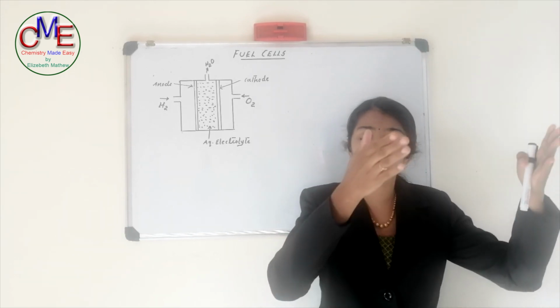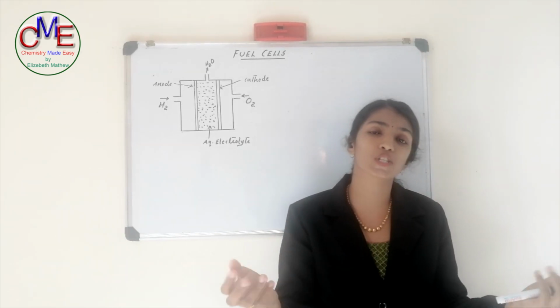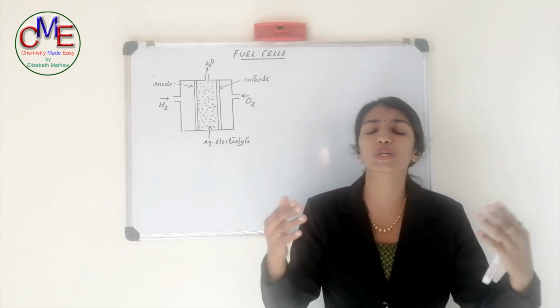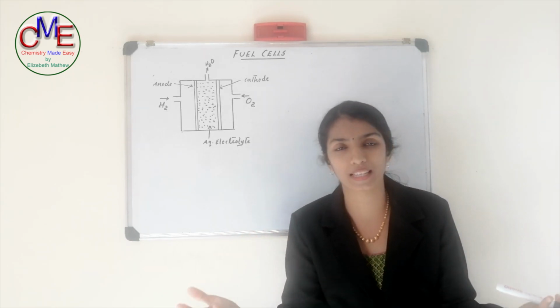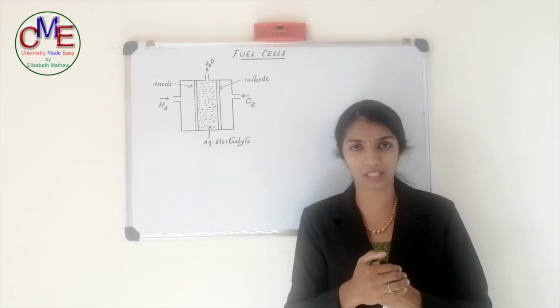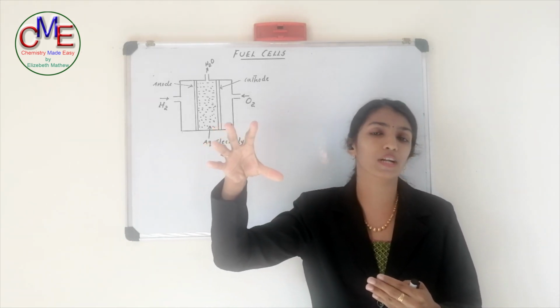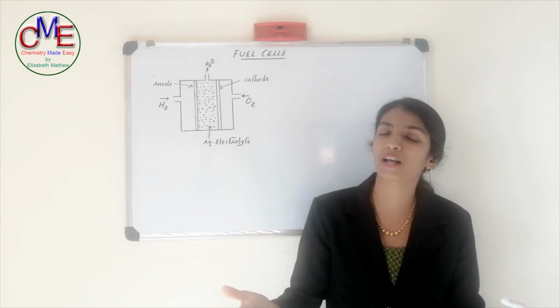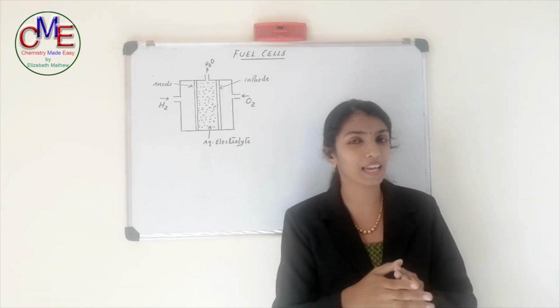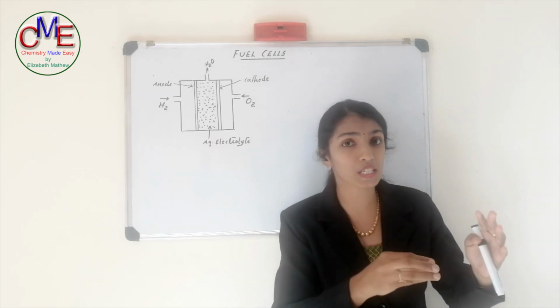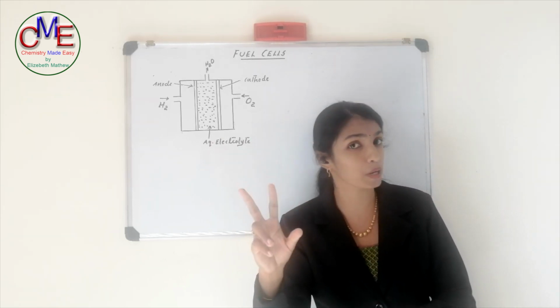Moreover, in the hydrogen oxygen fuel cell, the reactants are hydrogen and oxygen, right? This hydrogen and oxygen react together to form water. Water will be the product. And this water is highly purified, and they use this water for drinking purposes. So the same fuel cell in the Apollo space mission was used for two purposes.